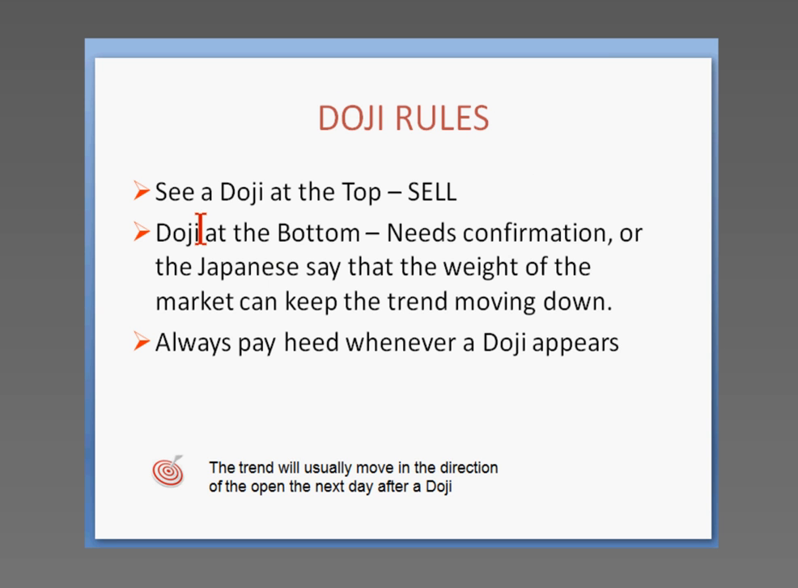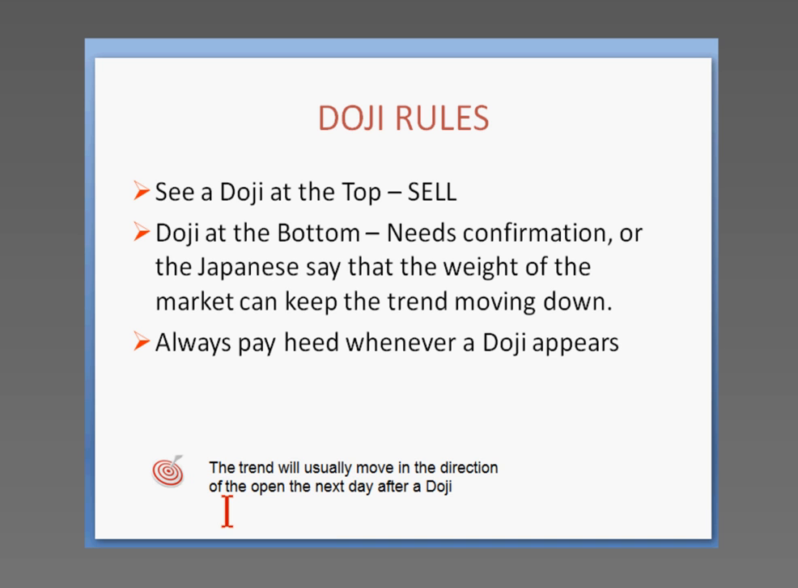And if we just remember those simple rules, like if we see a doji at the top, it's time to sell. If we see a doji at the bottom, we need to see bullish confirmation. Otherwise, the Japanese rice traders say we could see more, or the weight of the market could continue to push the market down. They say whenever you see a doji, always take heed, because that means there's, for some reason, indecision between the bulls and the bears at that level.